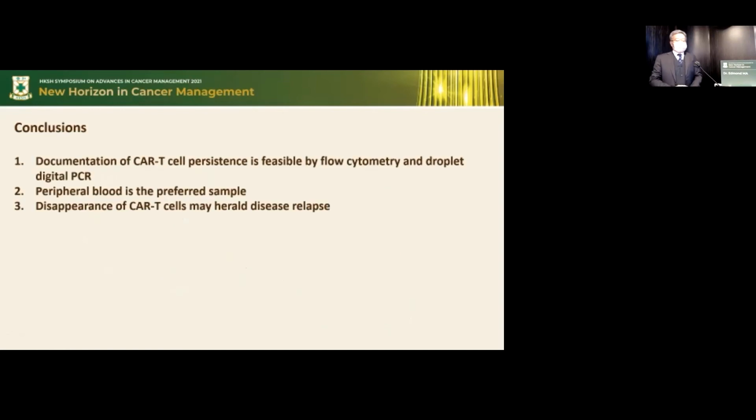Based on the experience of this patient, we conclude that documentation of CAR T cell persistence is feasible by both flow cytometry and ddPCR. Peripheral blood is the preferred sample because in the later time periods, it's detectable in the peripheral blood, but not in the bone marrow. And disappearance of the CAR T cells may herald disease relapse.